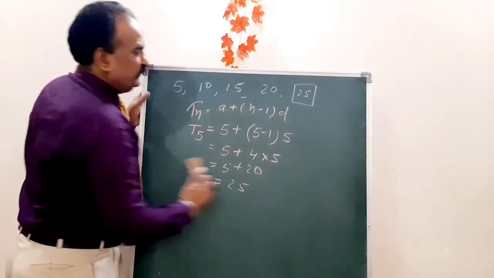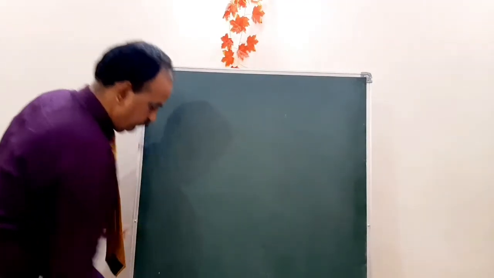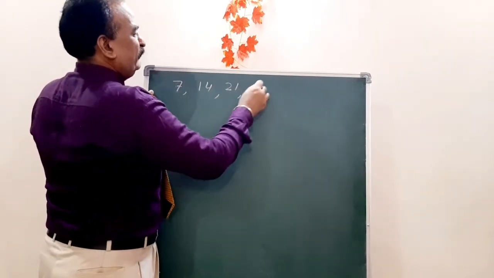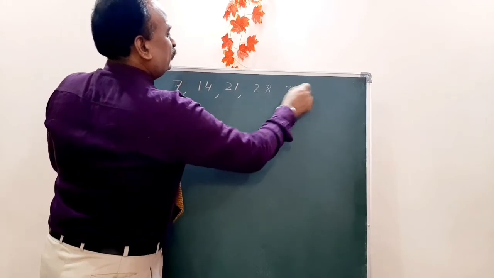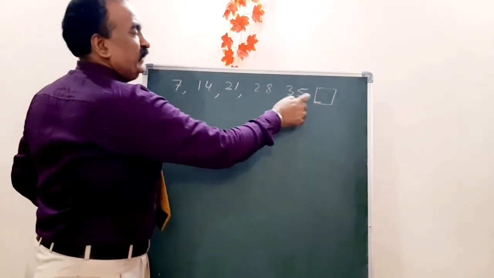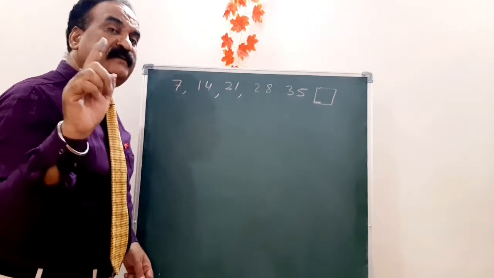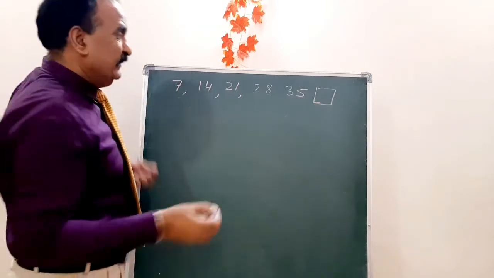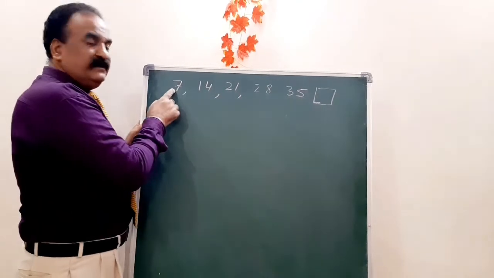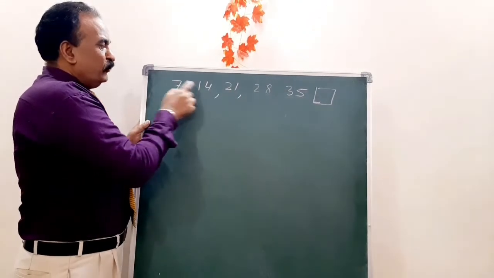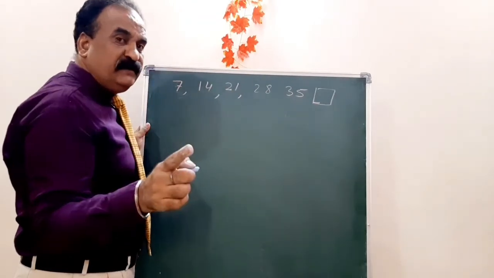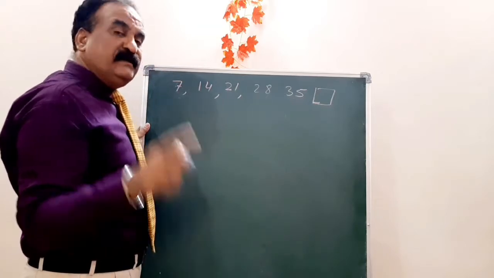Now one more question I am taking. 7, 14, 21, 28, 35. And now you have to find this. 1, 2, 3, 4, 5, 6. It means you have to find the sixth term. But you can say easily 35. The common difference is 7. The first term is 7. The common difference, 14 minus 7, is 7. So 1, 2, 3, 4, 5. Which term do you have to find? The sixth term. It means n is equal to 6.